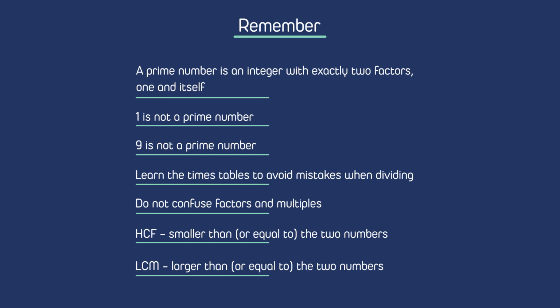Remember, for highest common factor, if you draw a Venn diagram of the prime factors, it is just the product of the overlap. And with lowest common multiple, you just multiply all the numbers that appear in your Venn diagram together. Please make sure that you know your times tables. It is very easy to make a mistake doing prime factorizations if you are not confident with your dividing and multiplying.